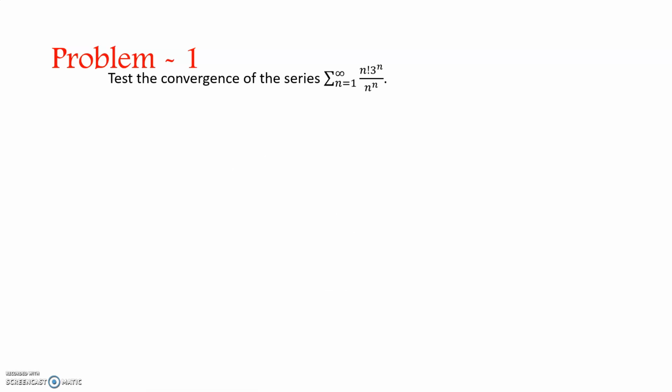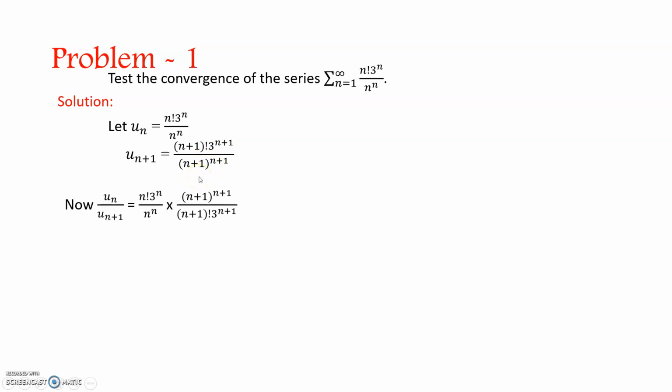Next, we are going to see the problems on the ratio test. Test the convergence of the series summation n equal to 1 to infinity, n factorial 3 power n by n power n. Solution. Let us consider un is equal to n factorial 3 power n by n power n. Next, also consider, replacing n by n plus 1, un plus 1 is equal to n plus 1 factorial 3 power n plus 1 by n plus 1 the whole power n plus 1.